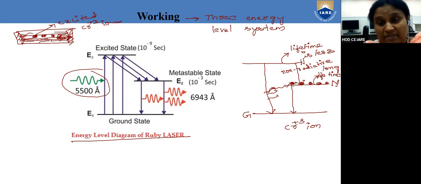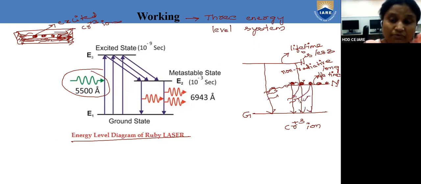Stimulated emission takes place. And per stimulated emission, how many photons are emitted? 2 photons. These 2 photons, again, they'll undergo multiple reflection at these mirrors and they'll go and strike 2 more excited chromium ions. Now these 2 excited chromium ions, they'll come down. So total how many photons? 4 photons are emitted. These 4 photons, again, they'll undergo multiple reflection at those mirrors and they'll go and strike 4 more excited chromium ions.